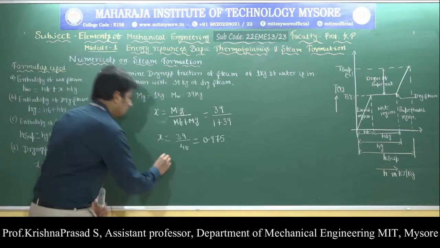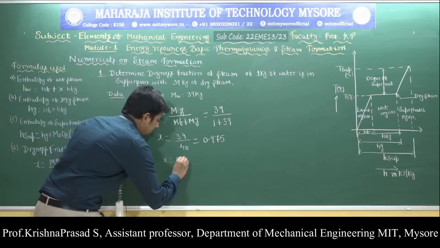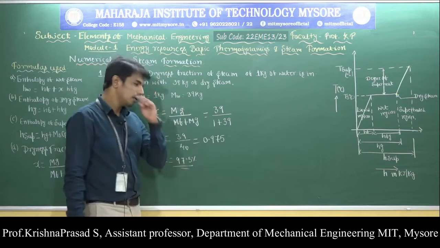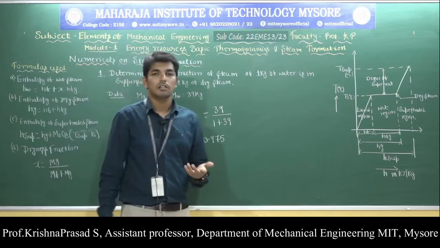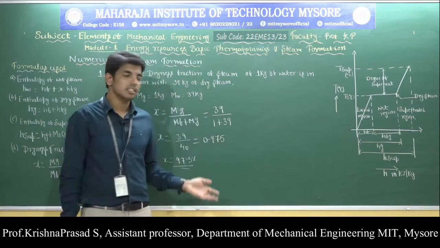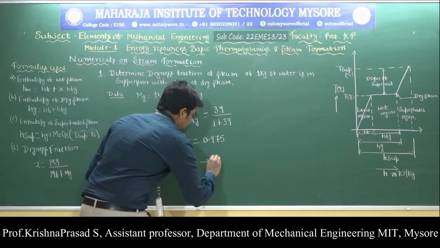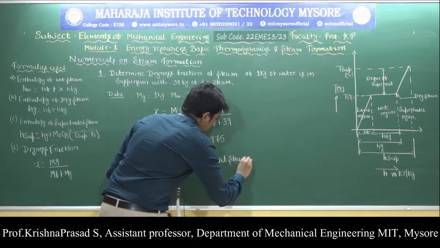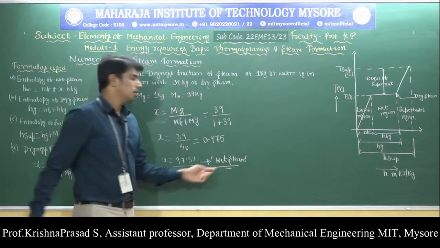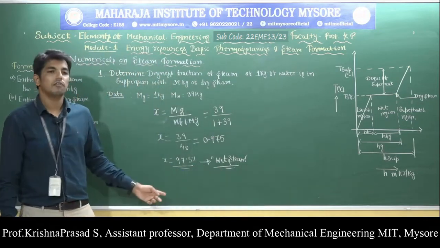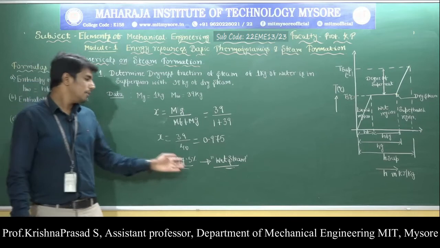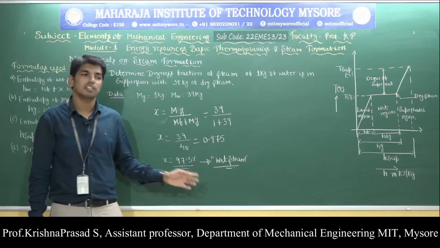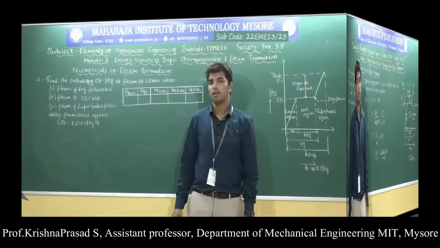That means this indicates 97.5% of the steam is in dry condition, and the remaining 2.5% of the steam is in the wet condition. Therefore, the condition of the steam is wet steam. This indicates 97.5% is dry steam, and the remaining 2.5% is still in the water condition.